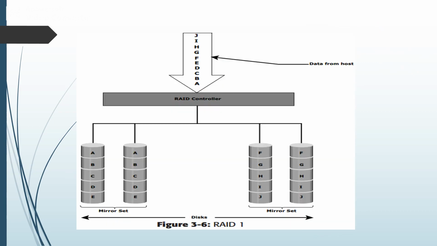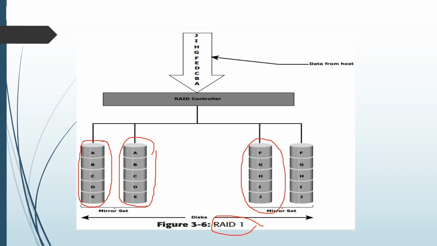So this is the diagram of RAID 1. Here we can observe that this is the original disk, consisting of the data blocks like A, B, C, D, E. The same data blocks are mirrored here on the mirror disk. Similarly F, G, H, I and J. The same data or information is mirrored here.